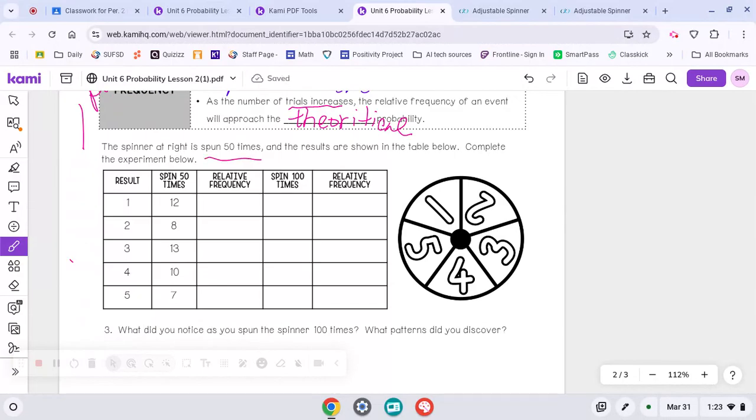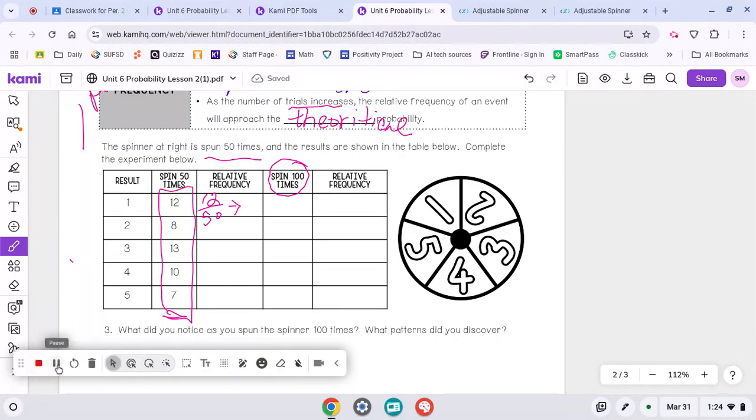We've got a spinner. This spinner was spun 50 times, and the people here put the results right here, and you're going to find the relative frequency, which is just what is it as a fraction or percentage. And then we are going to simulate doing it 100 times. So take a moment to fill in the relative frequency and convert to percentages in each box so that we can compare these easier in the last column. Take a moment to do that now.